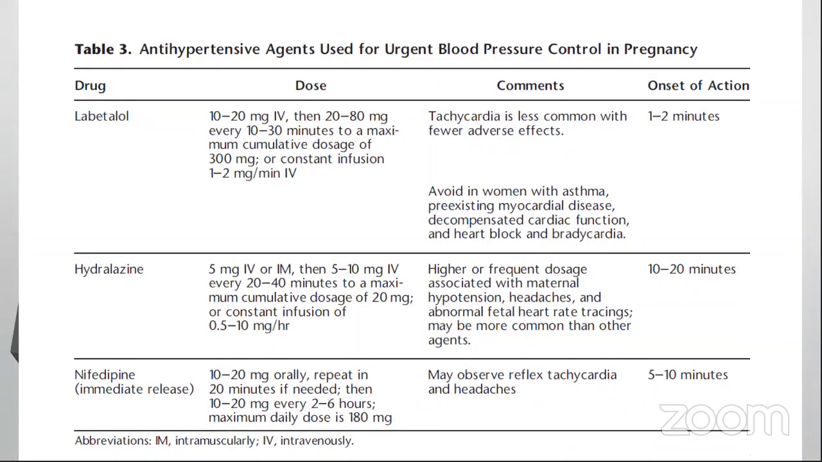This slide shows one of the regimens used for urgent blood pressure control. Labetalol, as I told you, is the first choice of management. You start with 10 to 20 milligrams stat, followed by 20 to 80 milligrams every 10 to 30 minutes. The benefit of IV labetalol is that you can repeat it every 10 minutes, not waiting for half an hour or more. The maximum dose is 300 milligrams.